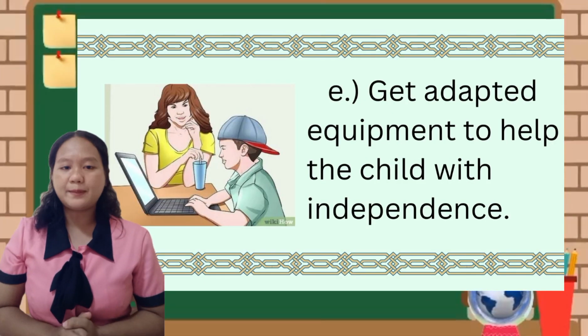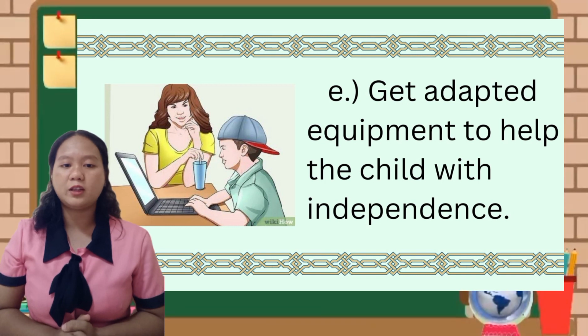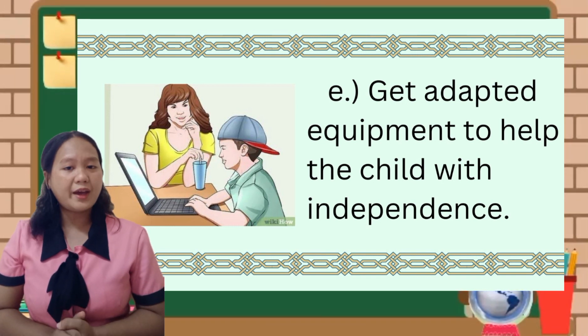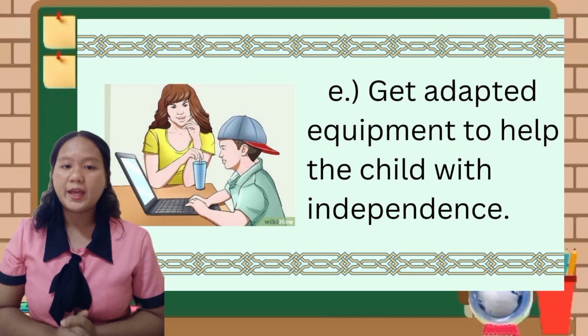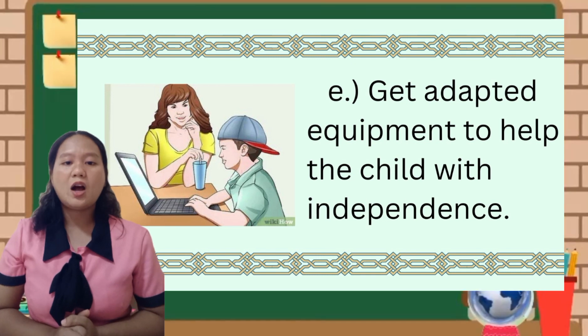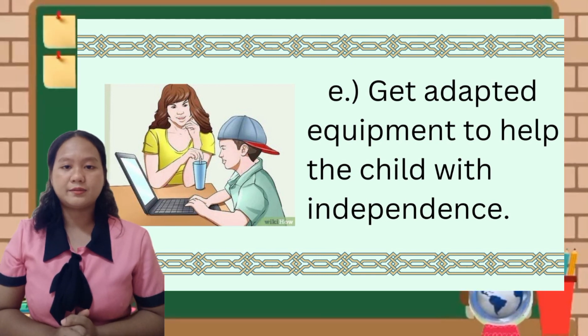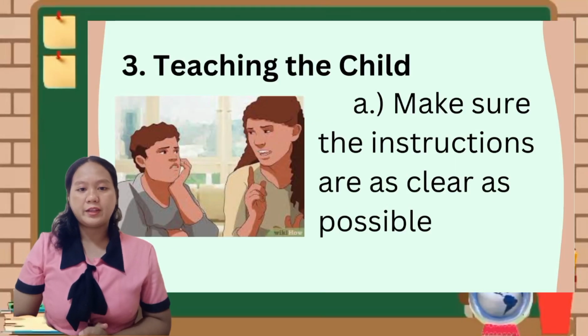E. Get adapted equipment to help the child with independence. If the child struggles to write or type, try a small laptop or adapted keyboard. Alternatively, if they struggle to read, audio aids may be needed. Third, teaching the child.